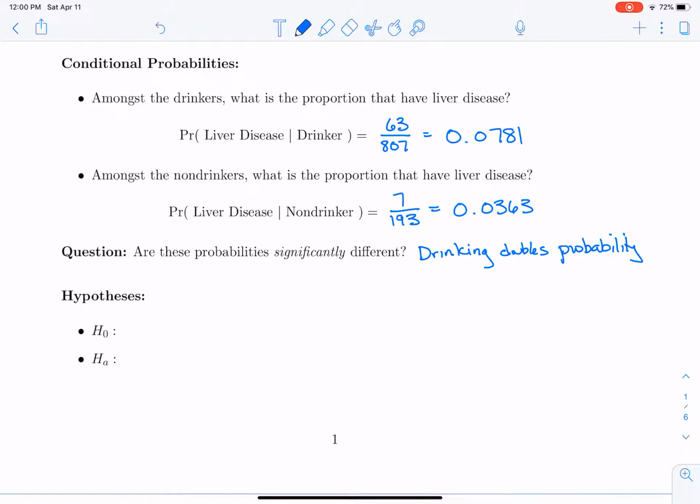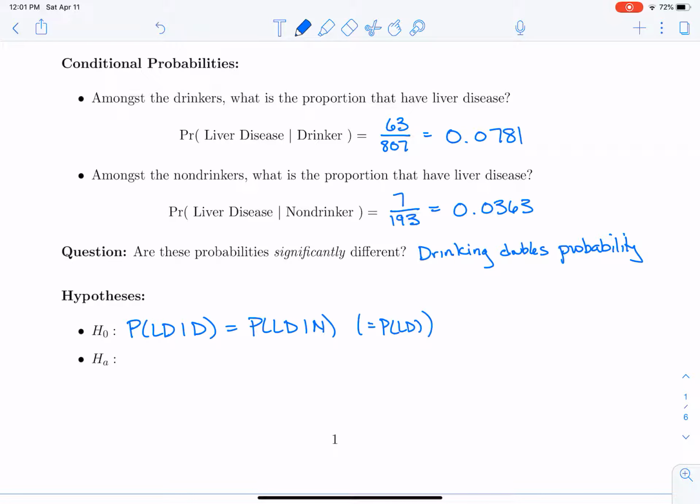Okay, so our hypotheses are that the null hypothesis is that the probability of having liver disease, given that you're a drinker, would be equal to the probability of having liver disease given you're a non-drinker. That is the simplest explanation where nothing interesting happens. That there's just one probability of liver disease and that it does not depend on whether you're a drinker or a non-drinker. Okay, so these would be essentially the same thing as just the probability of liver disease.